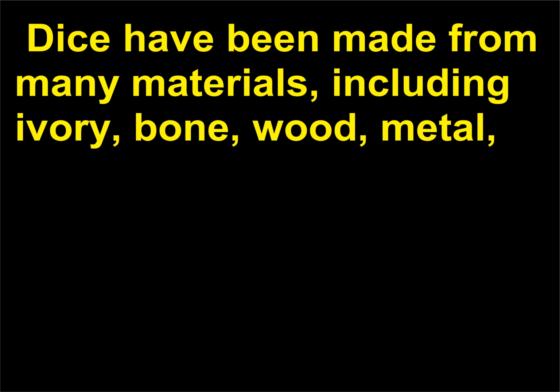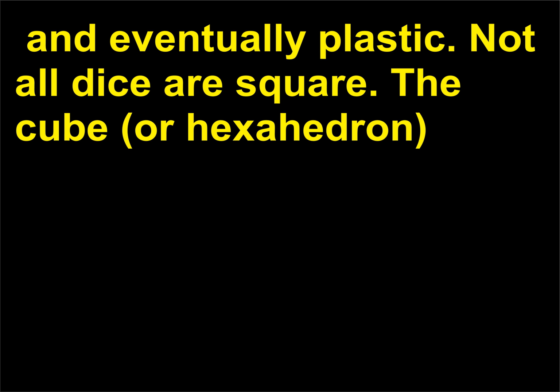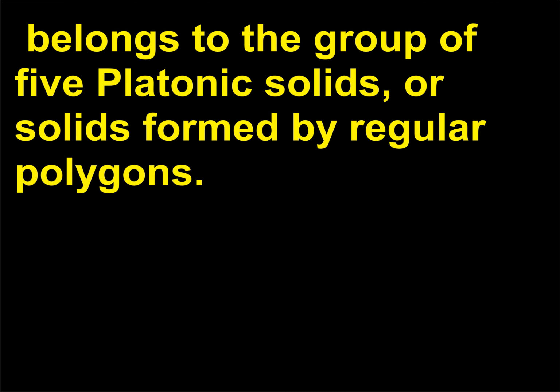Dice have been made from many materials, including ivory, bone, wood, metal, and eventually plastic. Not all dice are square. The cube, or hexahedron, belongs to the group of 5 Platonic solids, or solids formed by regular polygons.